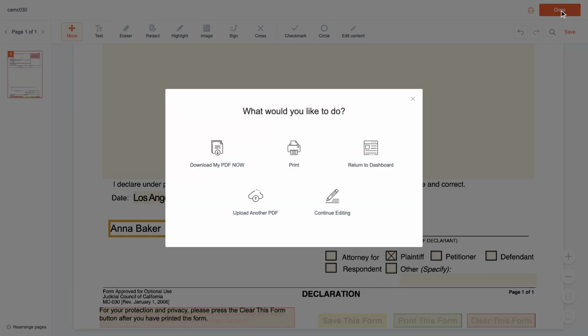Attach the completed declaration to your motion or opposition and file it with the court. You must sign in front of a notary only if the form requires a notarized signature. For most California civil declarations, your printed name and the penalty of perjury statement are sufficient.